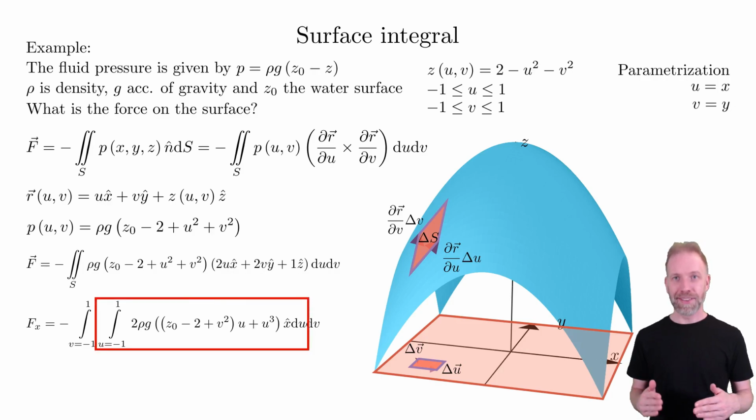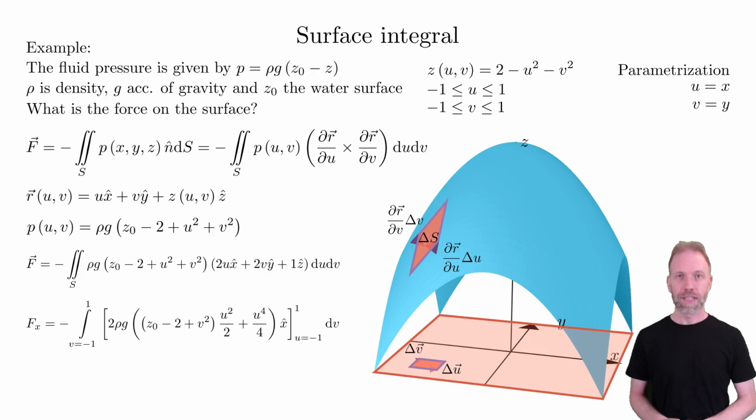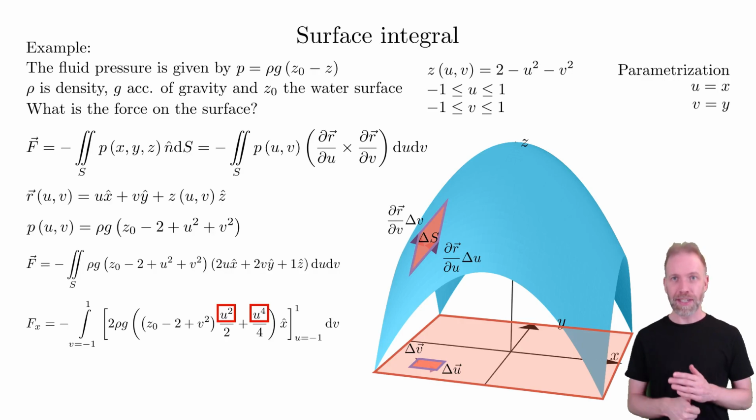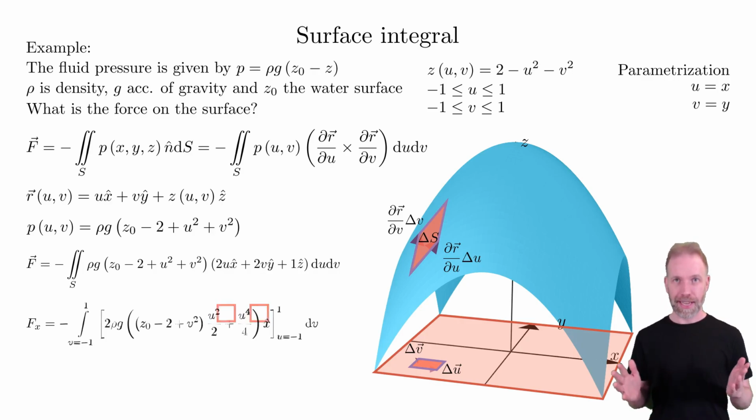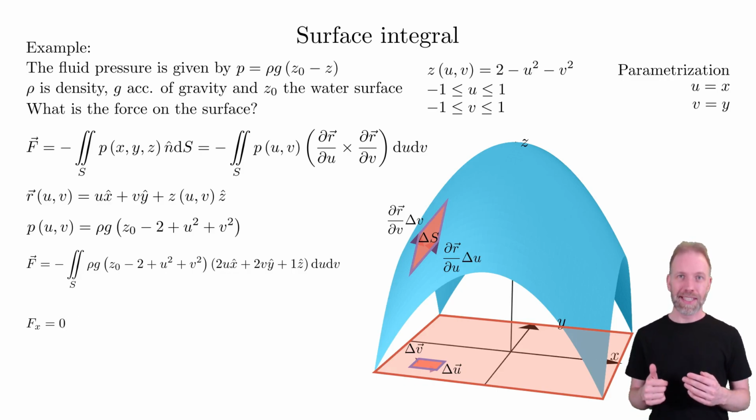Let us solve the inner integral. Note that u squared and u to the power 4 both get the same value when we insert 1 and minus 1. Hence both cancel, and the whole integral is 0. We could have seen this in the step before by noting that it was antisymmetric. Or by symmetry of the original problem, we could have assumed that the force in the x direction should be 0.